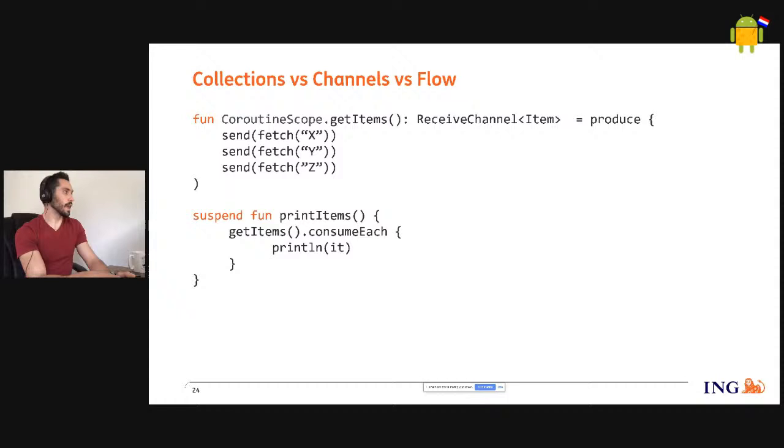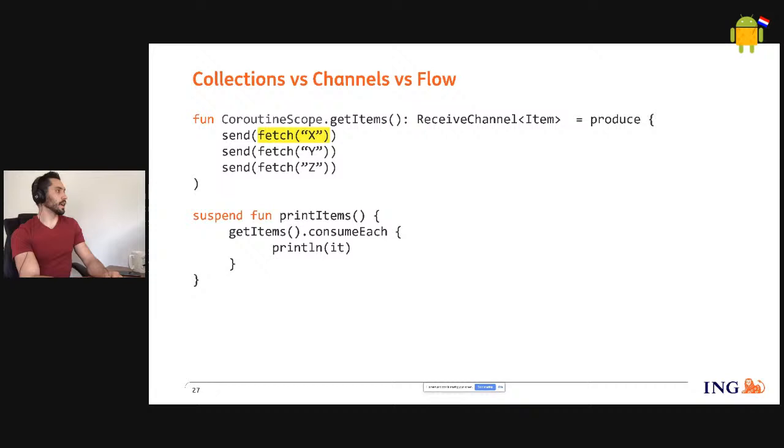We have also channels. For instance, that's one way to create a channel using the produce builder. And we have a similar situation, with the printItems and getItems functions. But this time we use consumeEach instead of forEach, which will allow us to iterate through the channel and print the items. So this is the flow. We call getItems. Then we jump to this produce builder, and from there we fetch X. Could be from the internet, could be from a database, doesn't matter. And then we emit it, or we send it through the channel.